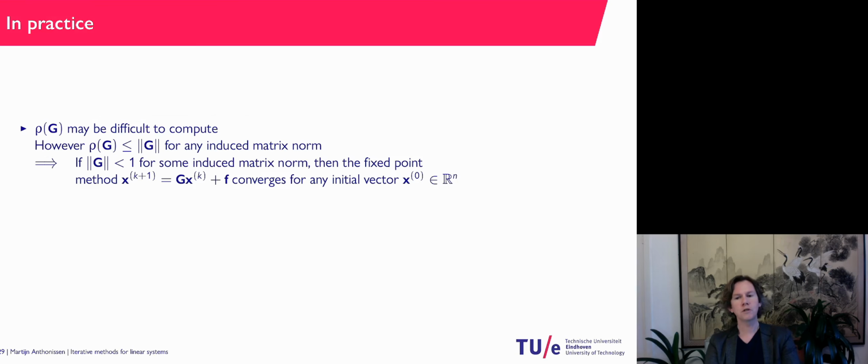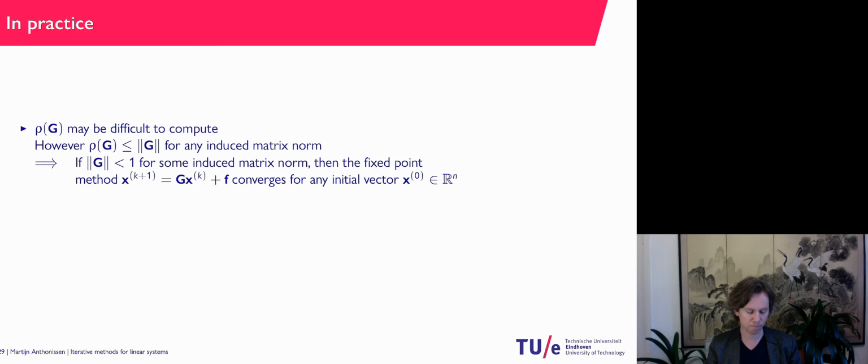So what we see here is that we have convergence if the spectral radius is less than 1, but the spectral radius can be hard to compute for the iteration matrix. But we've already seen that if you take an induced matrix norm, the 1 norm, the 2 norm, the infinity norm, that it's an upper bound for the spectral radius. So if you have such an iteration matrix G, you compute an induced matrix norm, for instance the 2 norm, and you see that it's less than 1, then you know that you will have convergence for your iterative method.